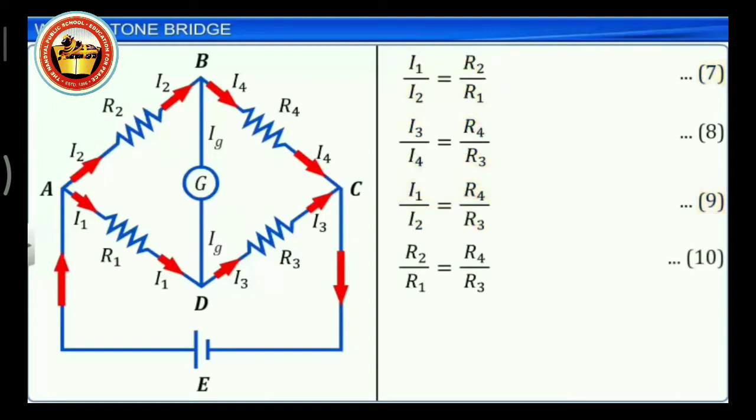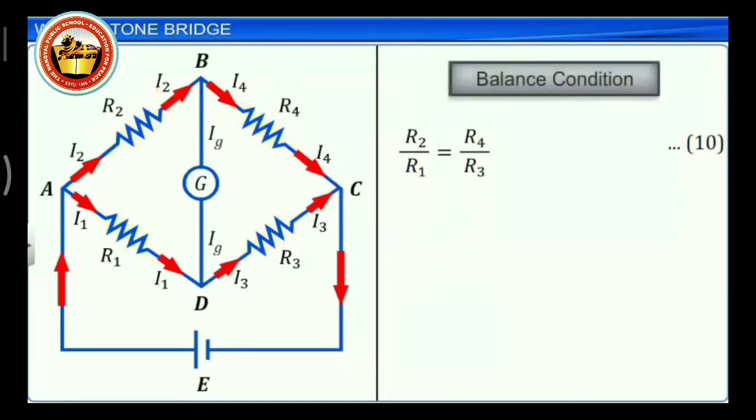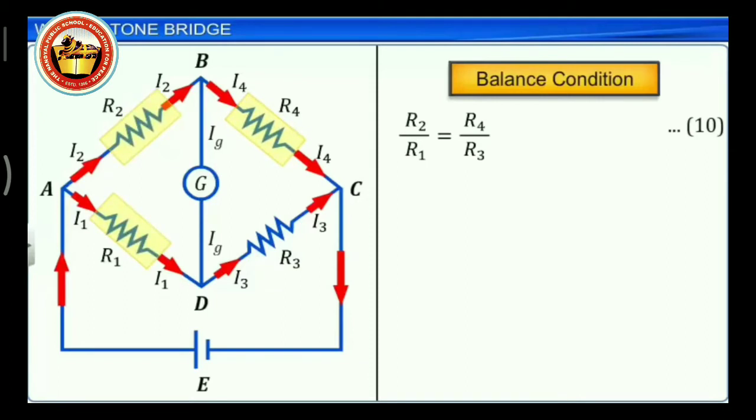For the current passing through the galvanometer to be 0, we get R2 by R1 is equal to R4 by R3. We can say that is the balanced condition. If R1, R2, R3, R4 are balanced, we get R2 by R1 is equal to R4 by R3. So we can say balancing condition. In that we have to find the unknown resistance of any one out of the 4. This is possible when the galvanometer shows reading 0.